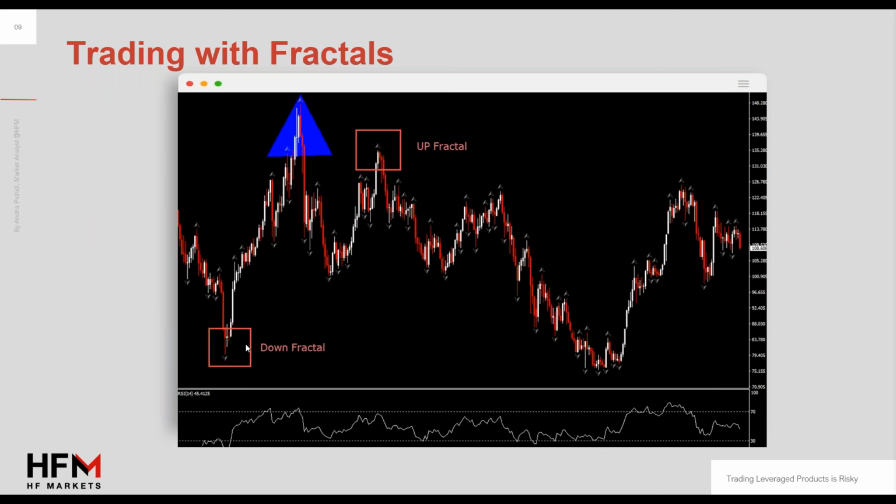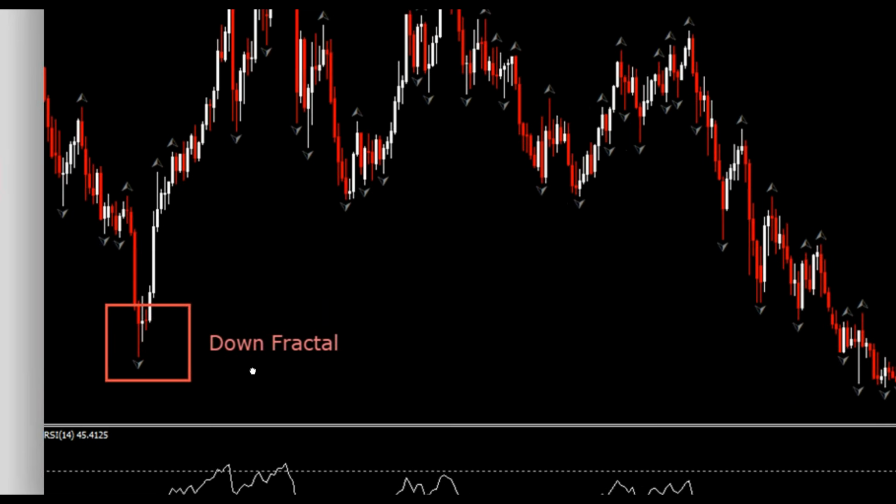I think that was a long-term one. It was a weekly chart of dollar yen, if I'm not, no, it wasn't. Yeah, it was dollar yen, if I'm not mistaken. I think so. It's just for demonstrating purposes.